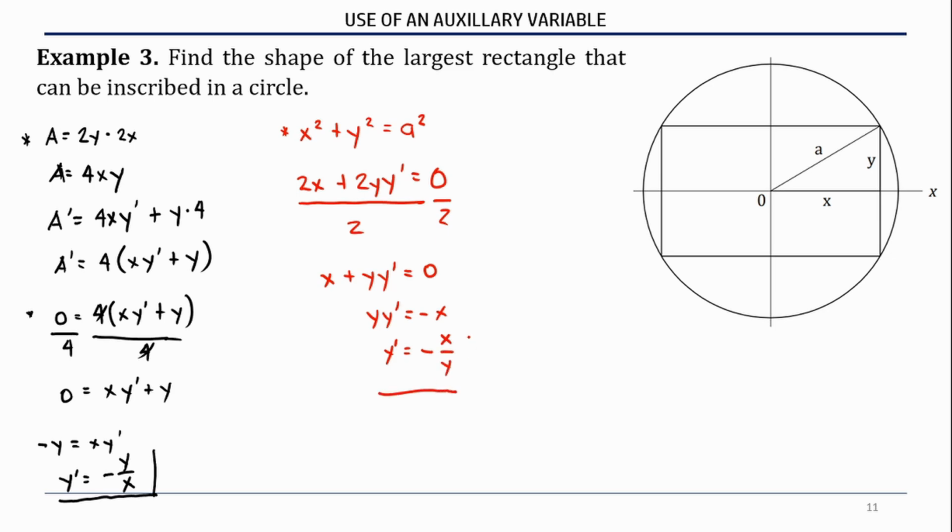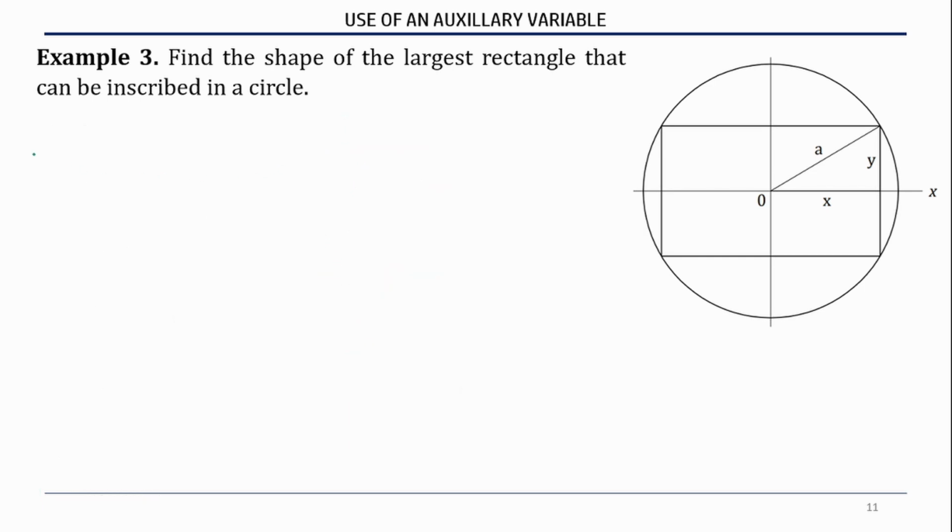So, we have two equations for y prime. Therefore, equate lang natin siya sa isa't isa. Remember, itong first equation natin for y prime, nakuha natin sa area ng rectangle. Itong second equation natin for y prime ay nakuha natin sa equation ng circle. So, equate lang natin siya. Combining. We have y prime is equal to negative x over y. So, alam natin na yung isang value ng y prime ay negative y over x. So, isulat lang natin siya. Substitute negative y over x is equal to negative x over y.